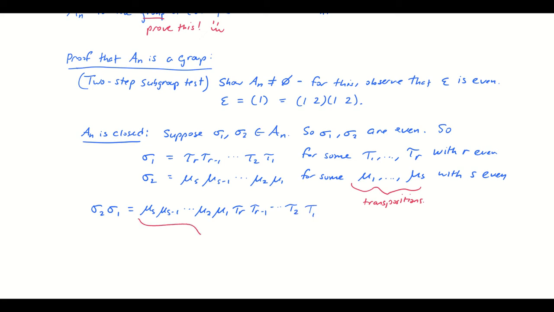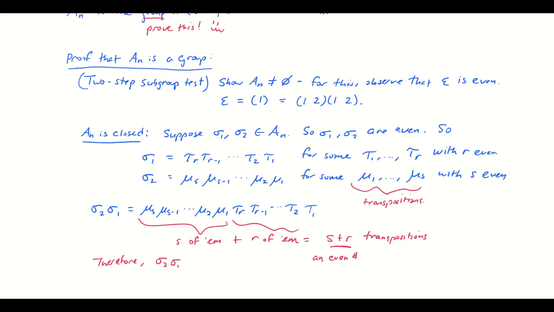And what do we have here? We have S of them, that is S transpositions here, and we have R of them, R transpositions here. So altogether, we have S plus R transpositions. S and R were both even, so their sum also is even. So we have the product represented as a product of an even number of transpositions, and therefore sigma 2 sigma 1 is also an element of A sub n because it can be expressed as a product of an even number of transpositions.